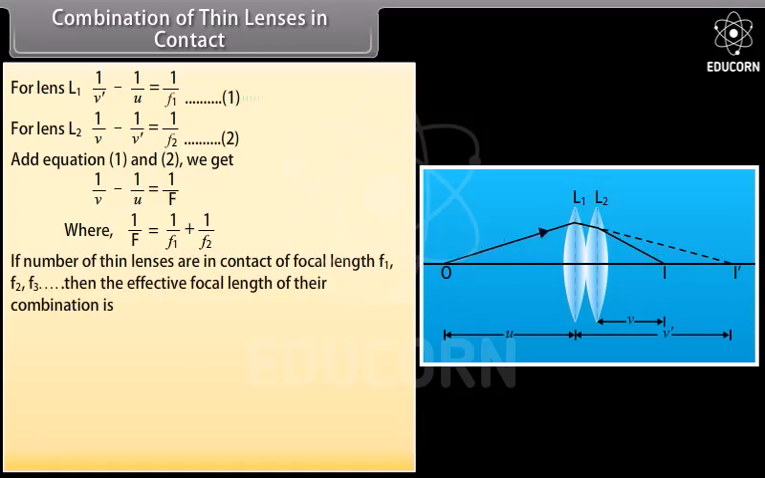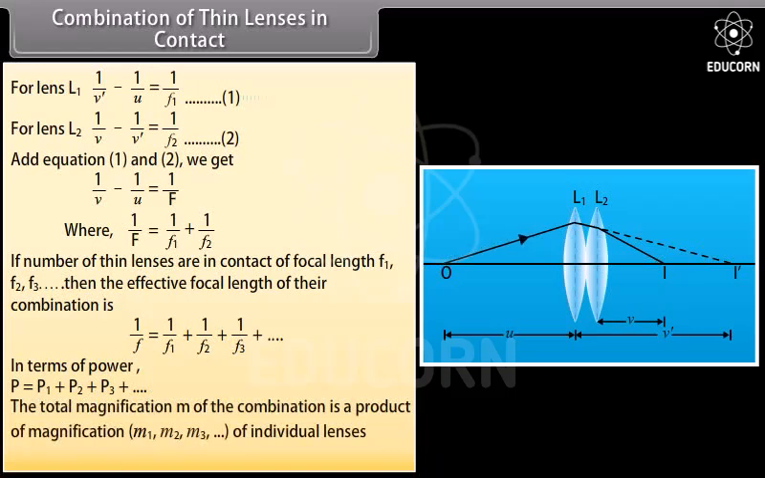If a number of thin lenses of focal lengths f1, f2, f3 are in contact, then the effective focal length of their combination is 1/f equal to 1/f1 plus 1/f2 plus 1/f3 and so on. In terms of power, P is equal to P1 plus P2 plus P3 and so on. The total magnification M of the combination is a product of the magnifications M1, M2, M3 and so on of the individual lenses. M is equal to M1 times M2 times M3.